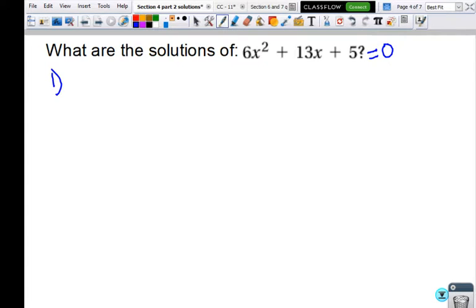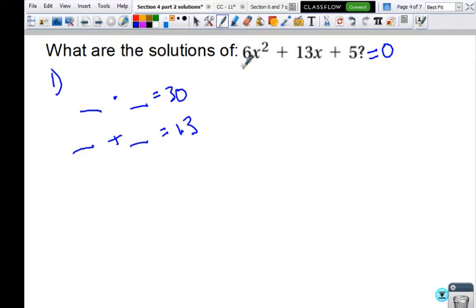I said 10, it was 10. Okay, it's blank times blank equals 30. Blank plus blank equals 13. It's very hesitant, but you are correct.